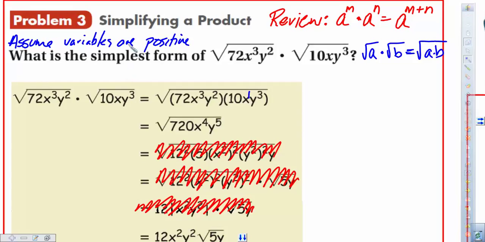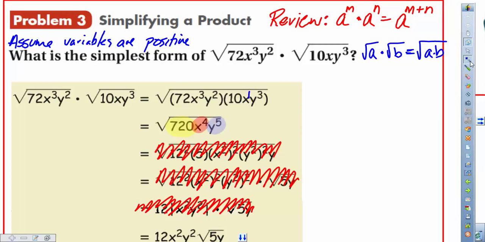Okay? And if all these variables are positive, we don't have to worry about any absolute values here. Here's why I scribbled out these other 2 steps. Remember in previous lessons how you would want to approach this problem: let's approach this in 3 different stages. Let's take the square root of 720 and split that apart using perfect squares. Let's take the square root of x to the fourth, and let's take the square root of y to the fifth.